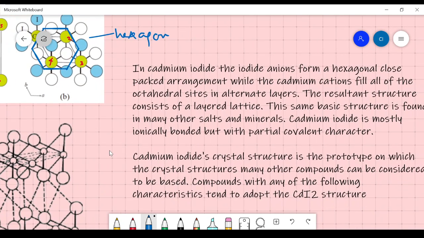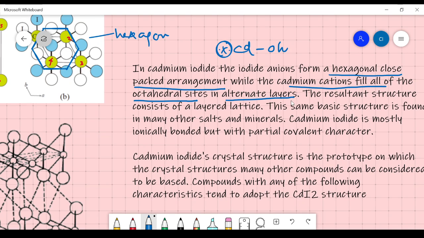In cadmium iodide, the iodine forms a hexagonal close packed structure, while the cadmium cations fill half of the octahedral sites. So cadmium you have to alternate the sites. This you have to keep in mind. The alternate layers, that is very important. First layer will be cadmium, second layer will be iodine. The resultant structure consists of a layered lattice. That is, it goes like this, CdI, ICdI, and again it can go like this, ICdI, like this layer is there.